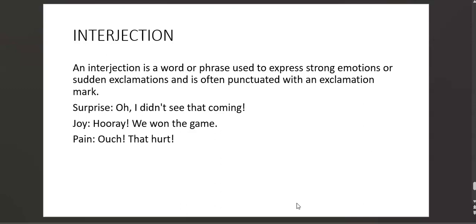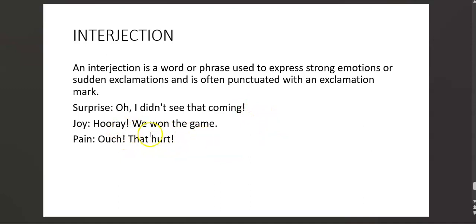There's nothing much about interjections. We just have to know that they are used to express emotions. I jotted down some emotions here: surprise, joy, pain. When you're surprised, you'll be like, "Oh! I didn't see that coming!" One thing you have to notice is that they all end with an exclamation mark to show your surprise or your emotion.